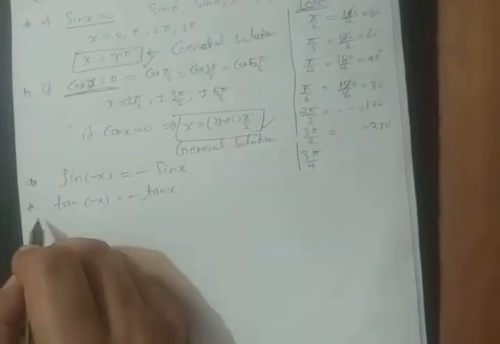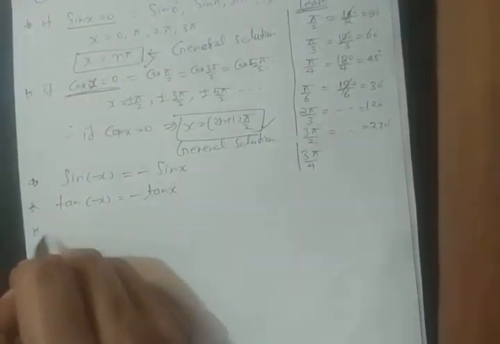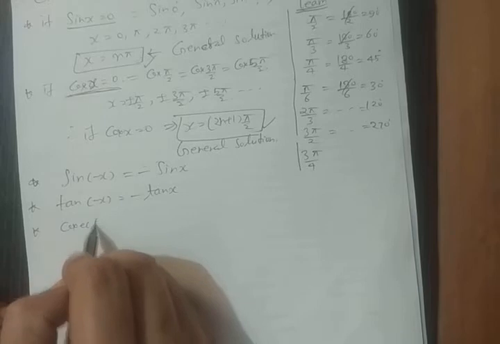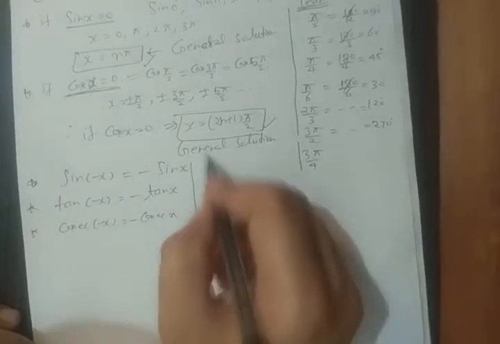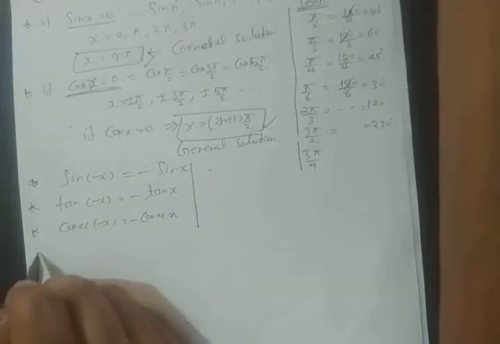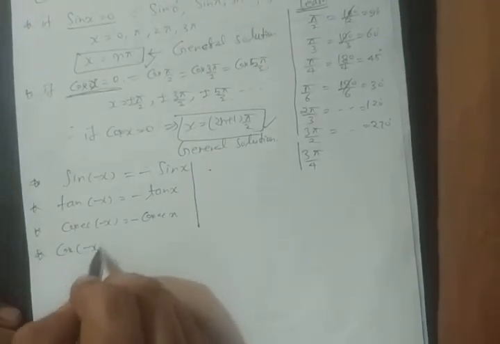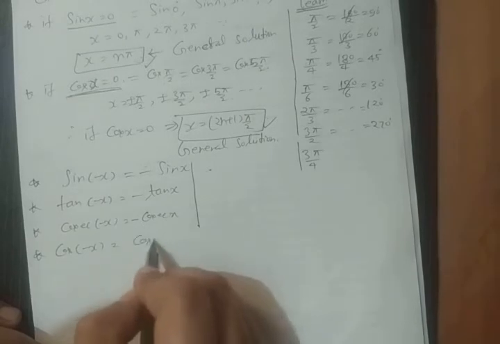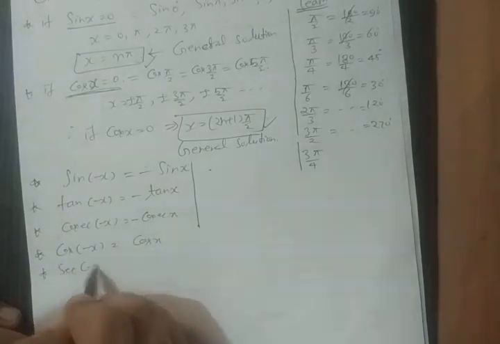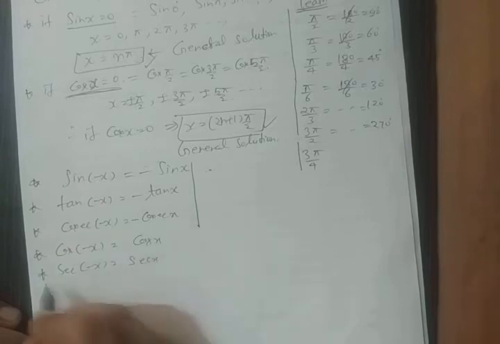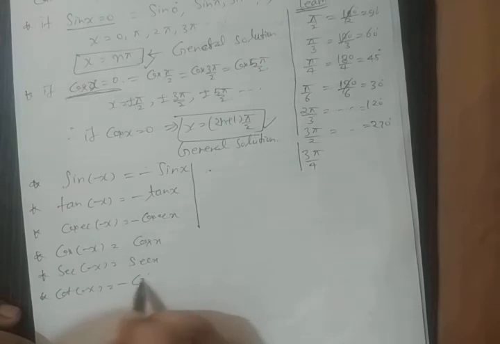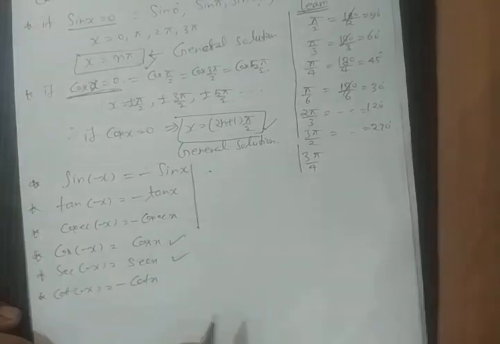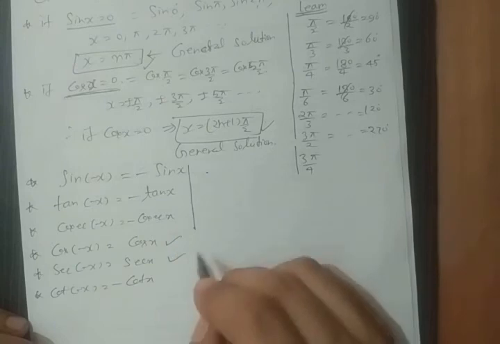Some formulas: sin minus x is equal to minus sin x, tan minus x is minus tan x, and cosec minus x is equal to minus cosec x. Next three are: cos minus x is cos x, sec minus x is also sec x, and cot minus x is equal to minus cot x. Only two values in the minus x formula are positive, the other four are negative.